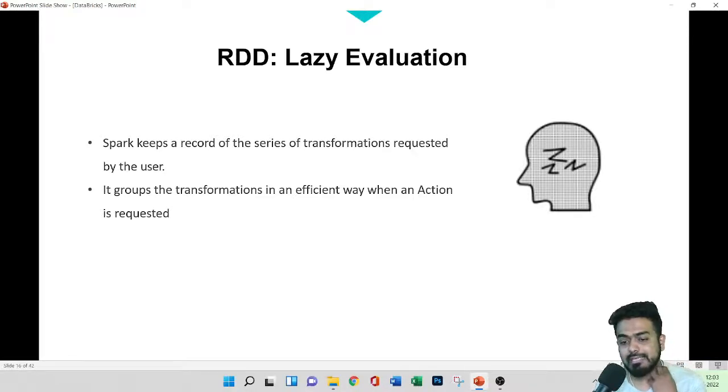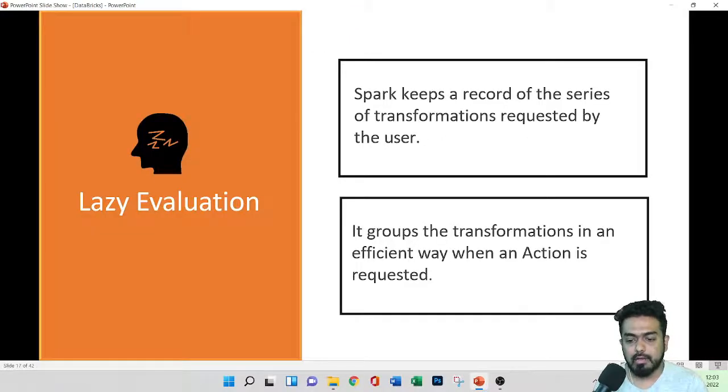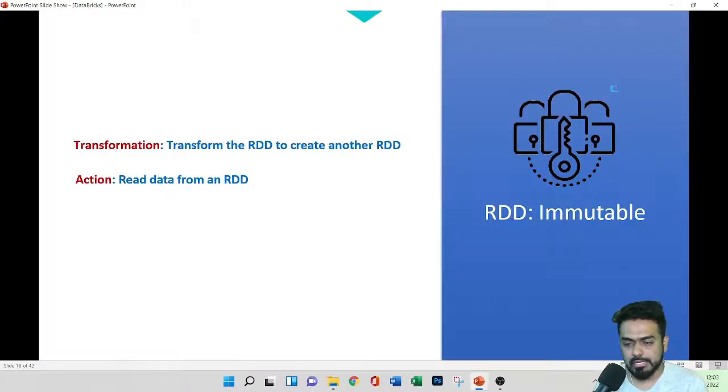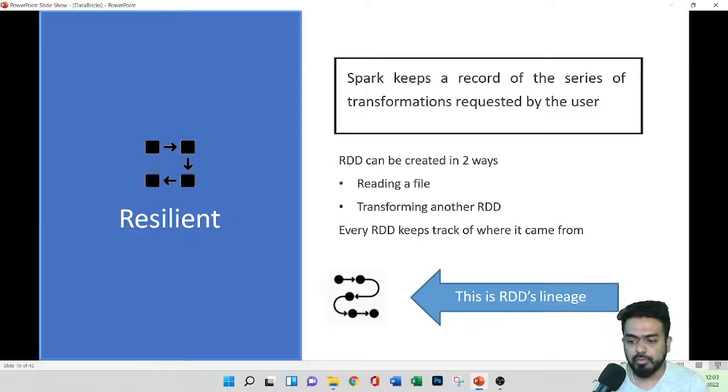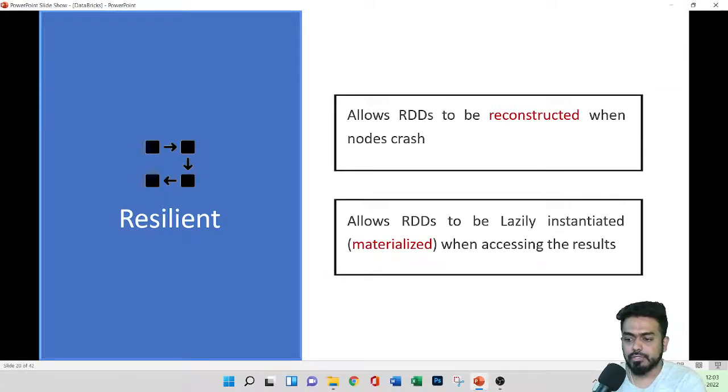Next, it has lazy evaluation, where Spark keeps a record of the series of transformations requested by the user, and it groups the transformations in an efficient way when an action is requested. So this is lazy evaluation. When we talk about resilient, Spark keeps a record of the series of transformations requested by the user. And we can create an RDD in two ways: by reading a file, and by transforming another RDD.